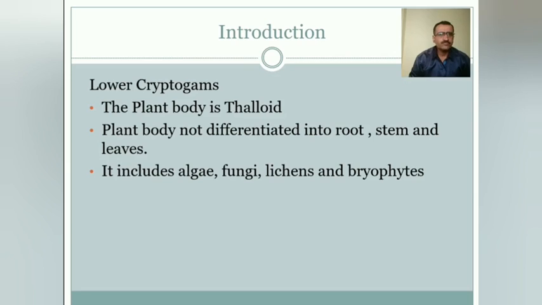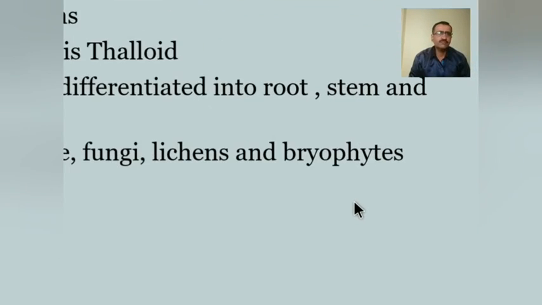Another character is that it includes different groups, that is nothing but algae, fungi, lichen and bryophytes. These four groups of plants are in the Lower Cryptogams. Let us see one by one the different characteristics of the different plant groups.